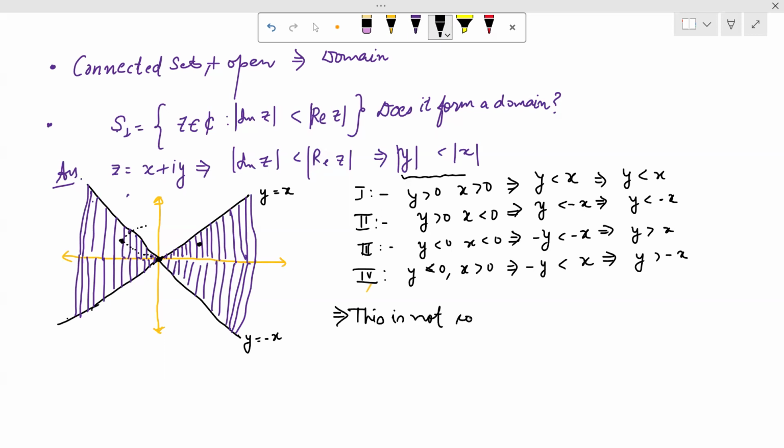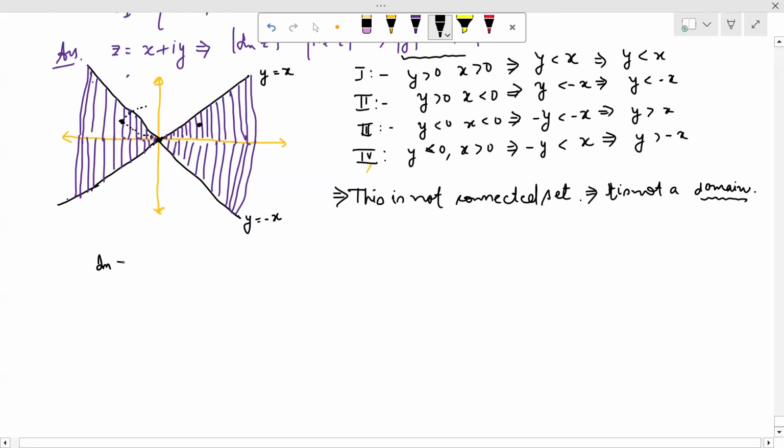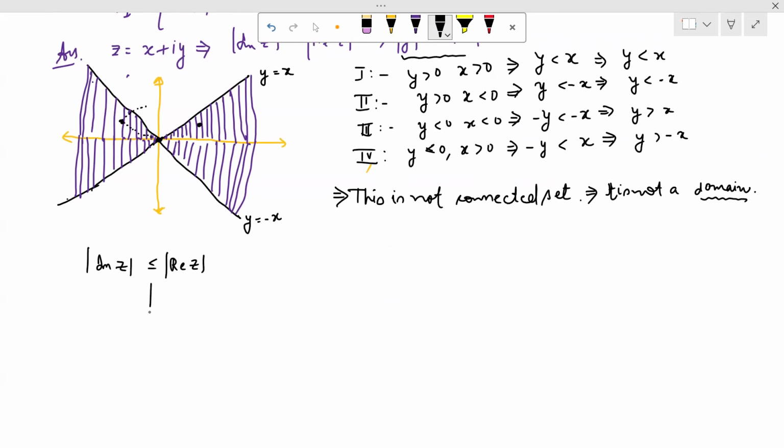And since it is not a connected set, it implies it is not a domain. Now, had you taken modulus of imaginary part of z less than or equal to modulus of real part of z, then it implies that you would include this region. So this will become a connected region. That is not a problem.